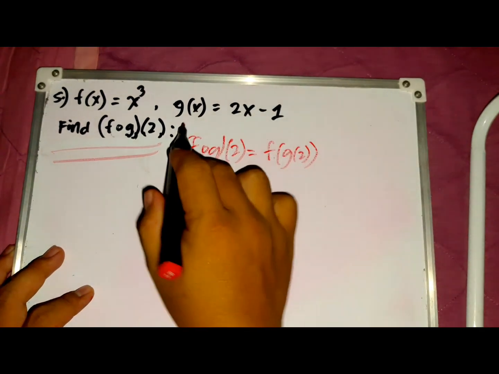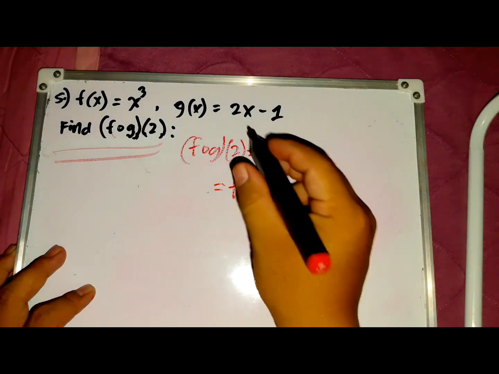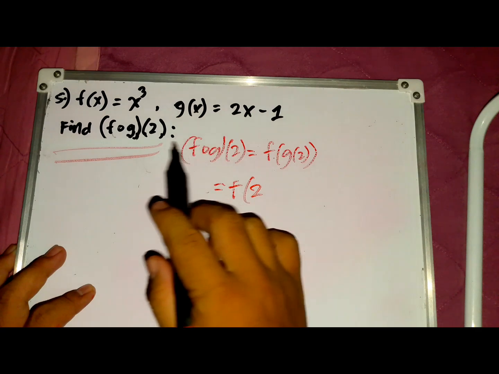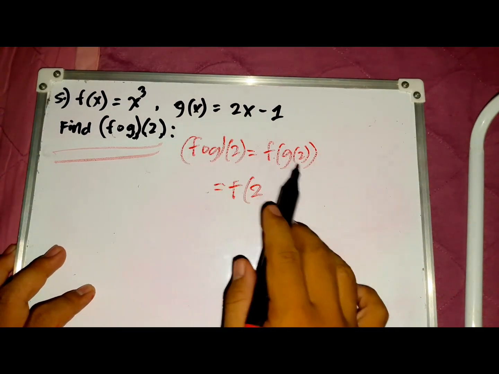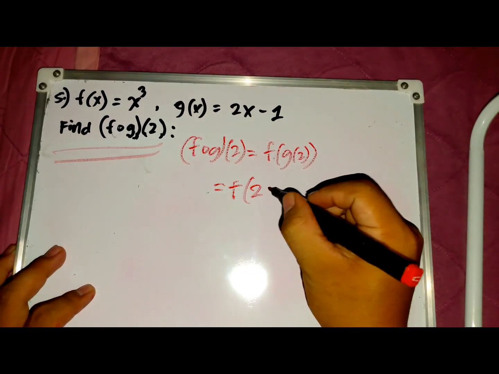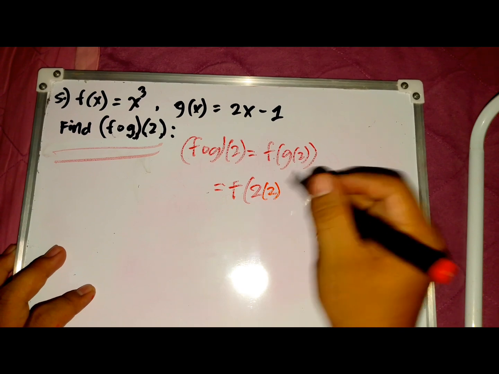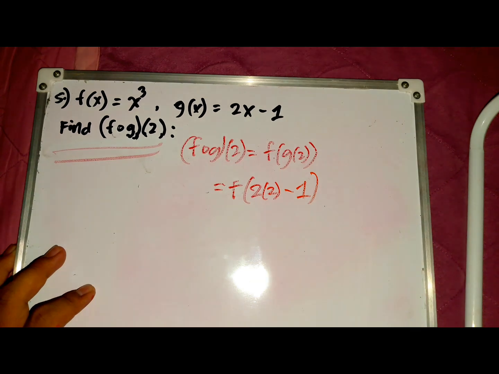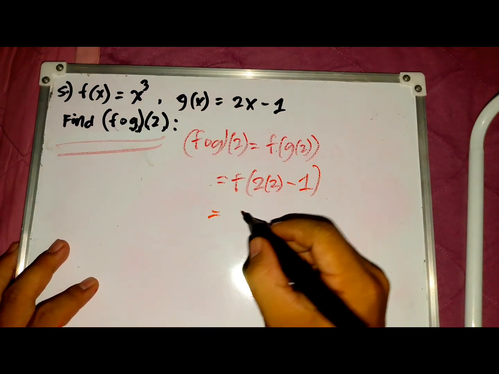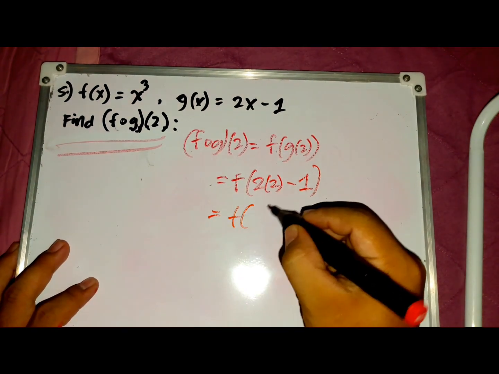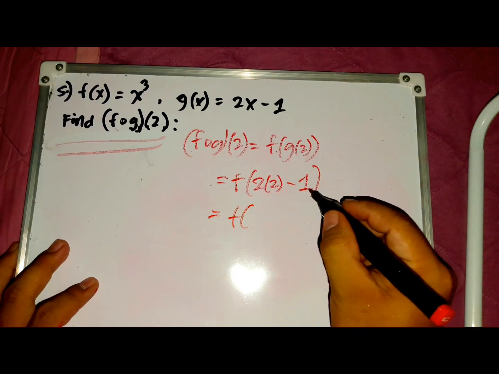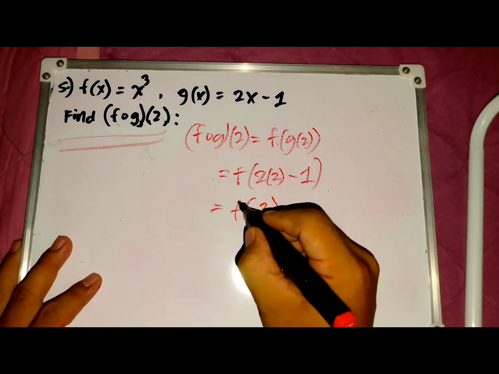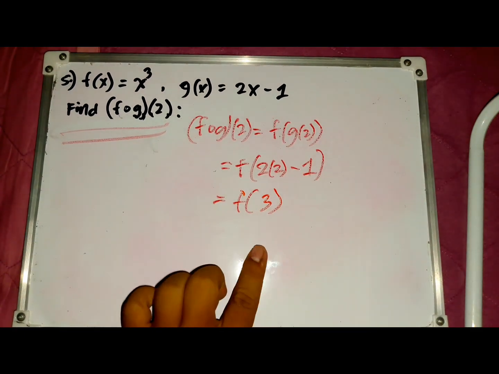g of x is 2x minus 1. So instead of x, we put 2, because it is g of 2. So 2 is what we put in: g of 2 is 2 times 2 minus 1. Then simplify: 2 times 2 is 4, minus 1 is 3. So now we have f of 3.